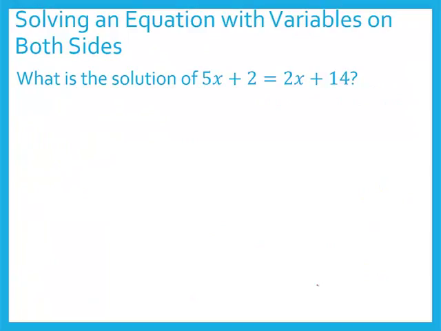Okay, solving an equation with variables on both sides. What is the solution of 5x plus 2 equals 2x plus 14? Now don't forget, you can pause and rewind this video if I go too fast or you need clarification, okay? So here we go. We first need to draw our line down the center of our equal sign. And when it comes to these types of equations, we need to always solve for the variable, which in this case is x.